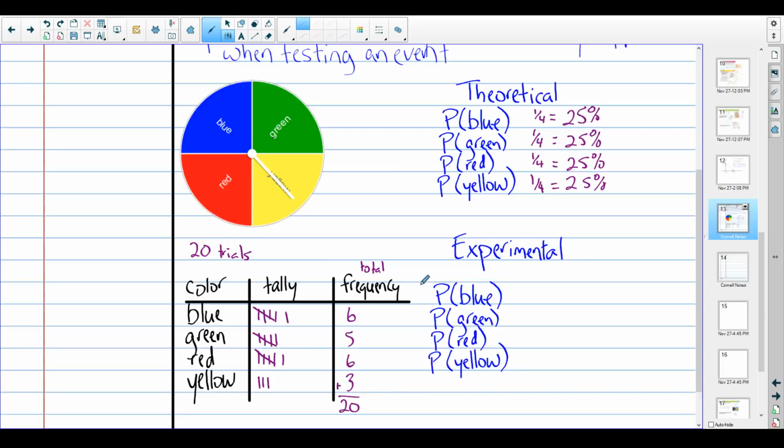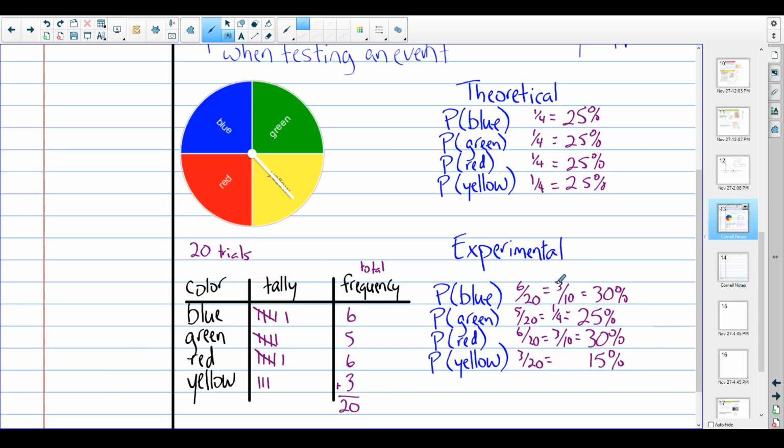So if we take our experiment's probability, we're going to say how many times did it happen. So blue was 6 out of 20. Okay, and then we can simplify that. That is 3 out of 10, which is 30%. Okay, green was 5 out of 20, which is 1/4, and that is 25%. Red was the same as blue, so 6 out of 20, or 3 out of 10, or 30%. And then yellow was 3 out of 20. Can't simplify 3 out of 20. That's just going to be 15%.